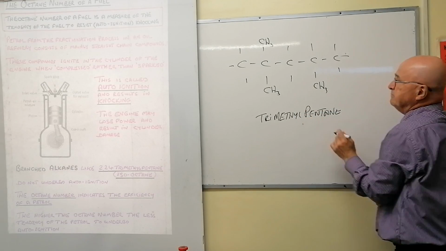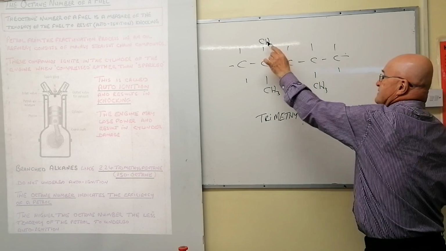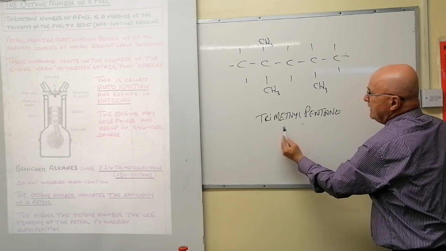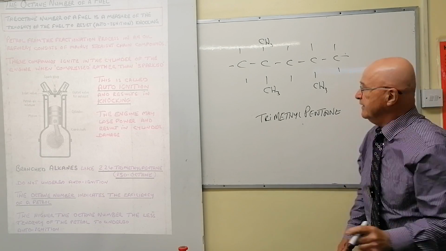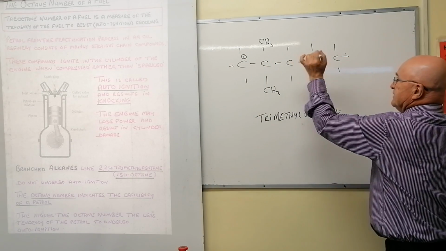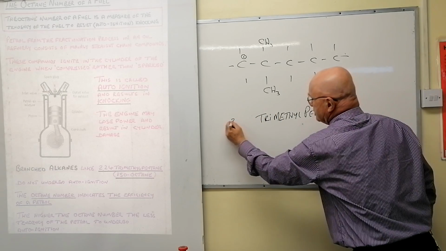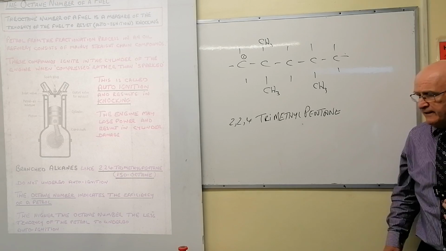Now, when you're naming that molecule, of course, you'd name the longest chain first, then you'd identify the substituents, tell me how many of them you have, and lastly, you tell me where they were. That's carbon number 1 in the chain, number 2, number 3, number 4, number 5. So 2,2,4-trimethylpentane is the name of that molecule.